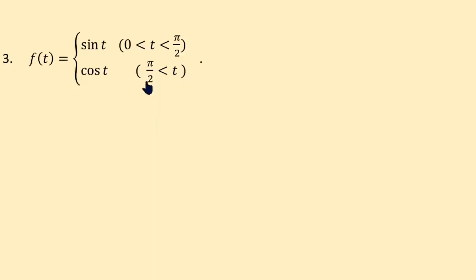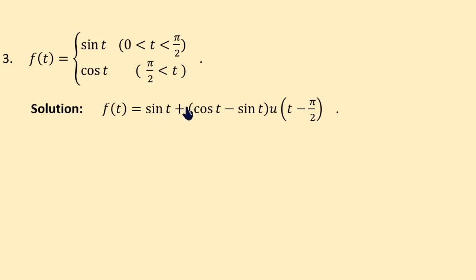One more example: f of t is sin t in the interval 0 to pi by 2 and cos t in the remaining interval. That means if t is greater than pi by 2, it is cos t till infinity. Therefore f of t is sin t plus second function minus first function, cos t minus sin t, into u t minus a, where a is pi by 2, u t minus pi by 2.